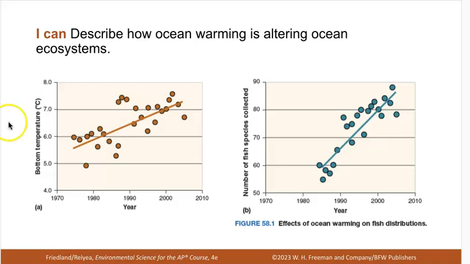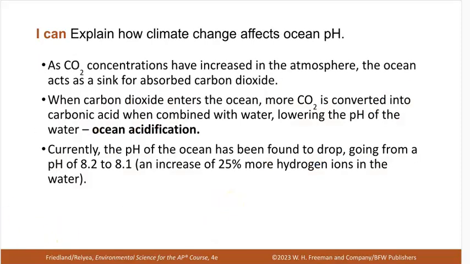All right, so here we can see that our bottom temperature has gone up in the past several years. This is the number of fish species collected in terms of fish distribution. I'm not quite sure what this one's trying to tell you, because it looks like they're collecting more. It could be because different fish are migrating. I'm not quite sure what this graph is supposed to represent, or what point it's trying to make.